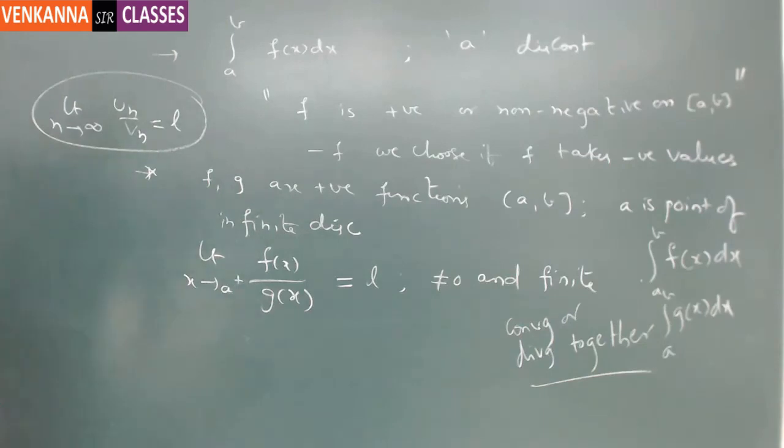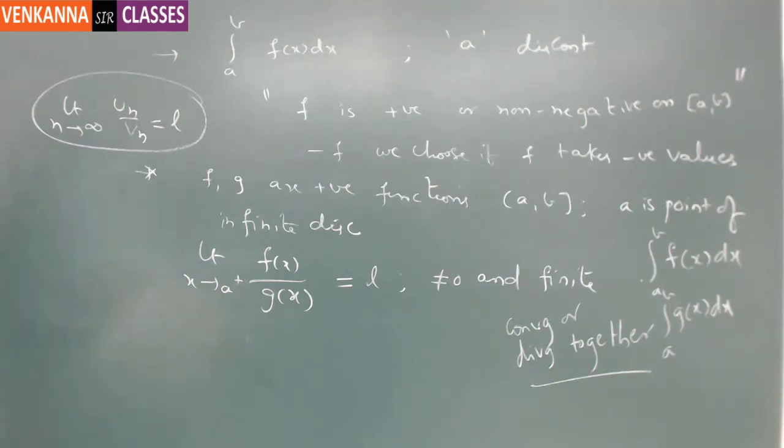And if you recollect that concept, after applying the limit comparison test, to decide the nature of sigma vn, we use the p series test. Sigma 1 by n power p is convergent if p is greater than 1. Can you recollect that formula? So here also, since both integrals, integral a to b f and integral a to b g, converge or diverge together, in order to decide the convergence of the given integral f, we should know whether g is convergent or not. For that, we use the useful comparison integral.